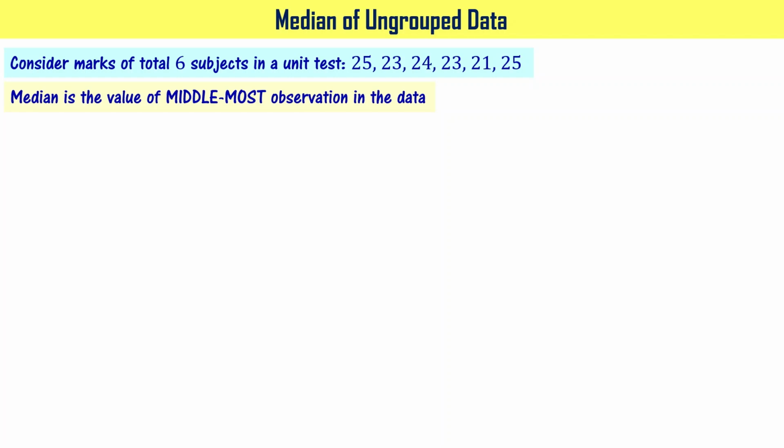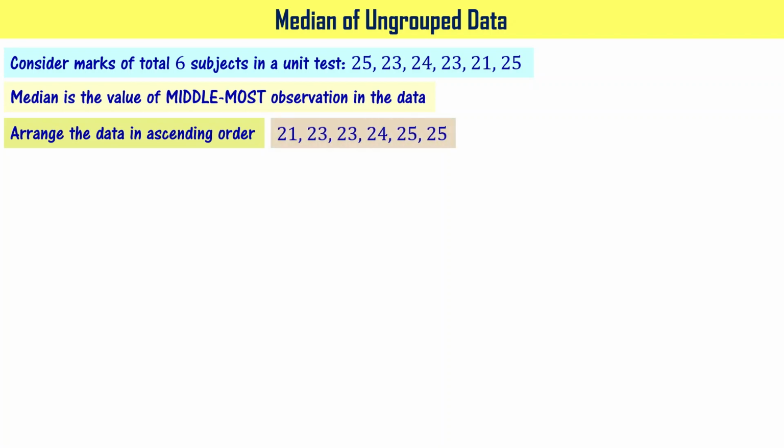It means to get the middlemost data, we have to arrange the given data in ascending order or descending order. So let me arrange it in ascending order so that I can write it as 21, 23, 23, 24, 25, 25, right? Now, as per the definition, we have to find the middlemost observation. What is the middlemost observation? Here I have 6 observations. There is no single middlemost observation, right? You have 2 middlemost observations.